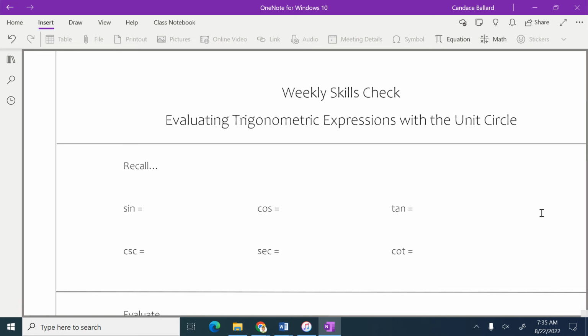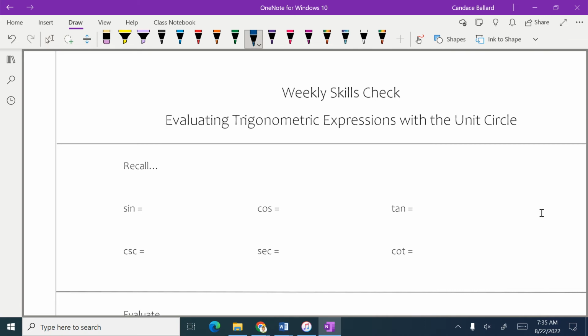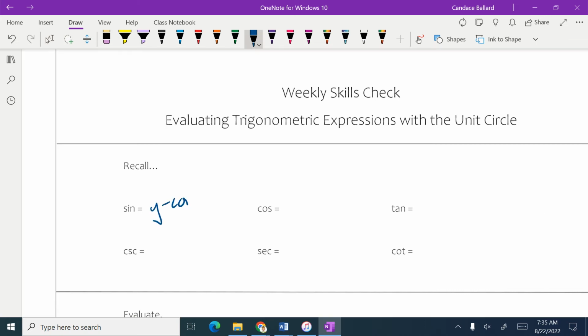So hopefully we remember. On the unit circle, when we're talking about the coordinates, what coordinate is sine? Y coordinate. So sine is your y coordinate. You just read it right off of there, right? Okay, what's cosine? The x coordinate.